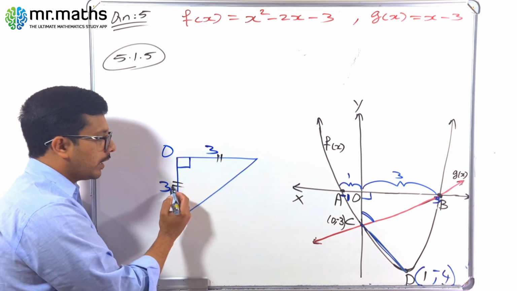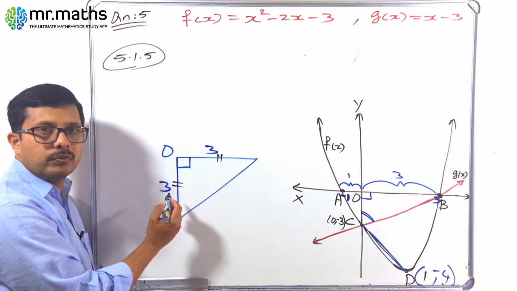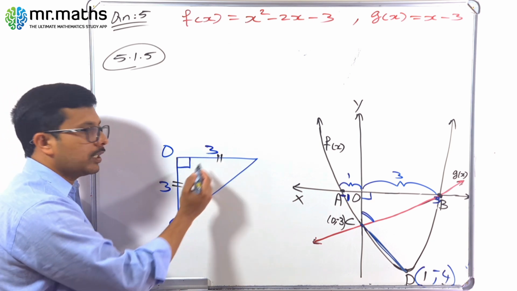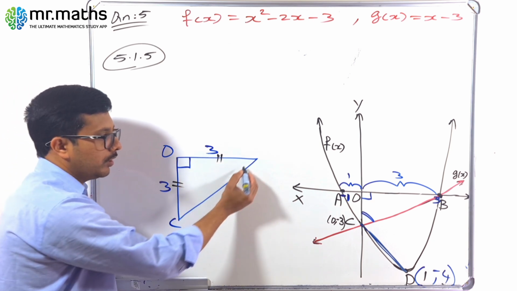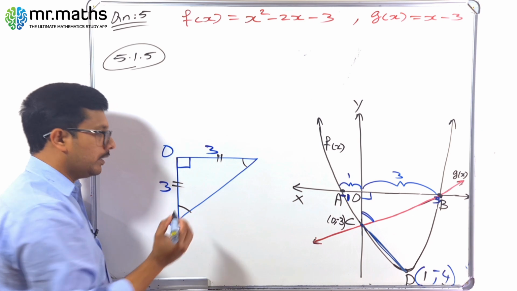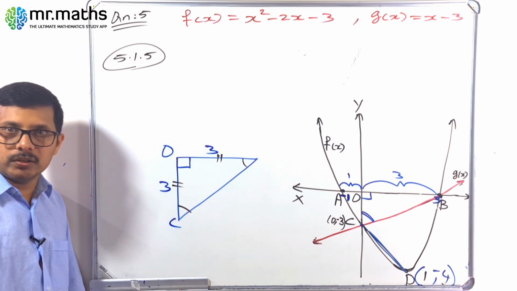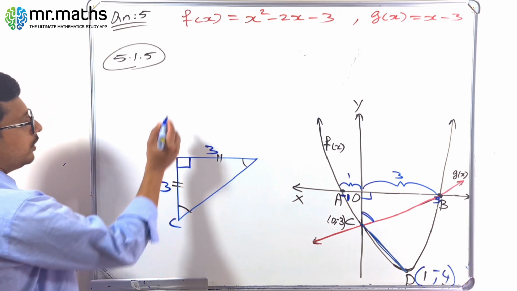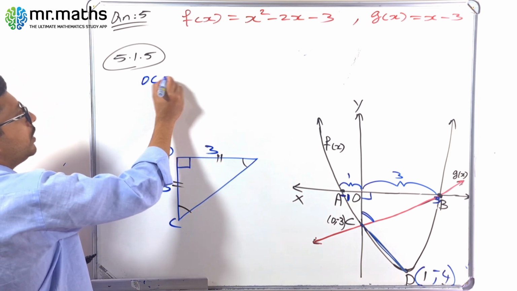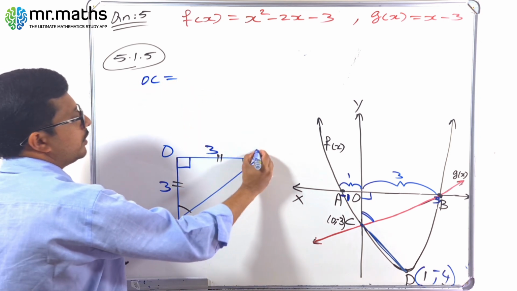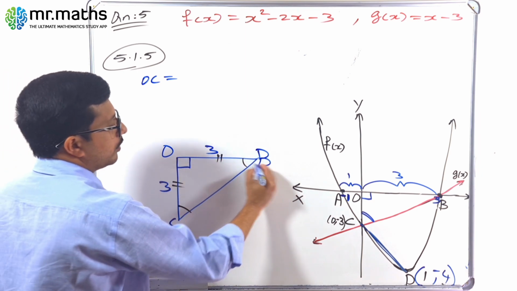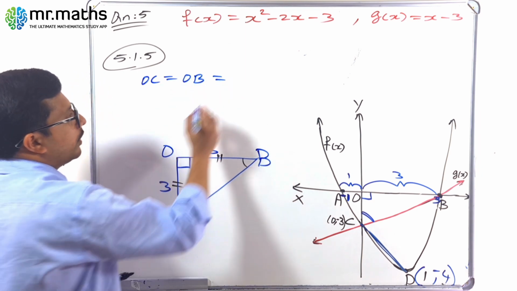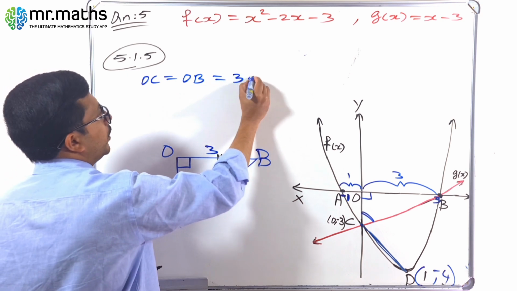If these two sides are equal, what did you study in Euclidean geometry? If sides are equal, then the opposite angles are also equal. So this angle and this angle are supposed to be equal. Am I right? Okay. So here, look at how I am going to write. OC is equal to OB, this is B, is equal to 3 units.